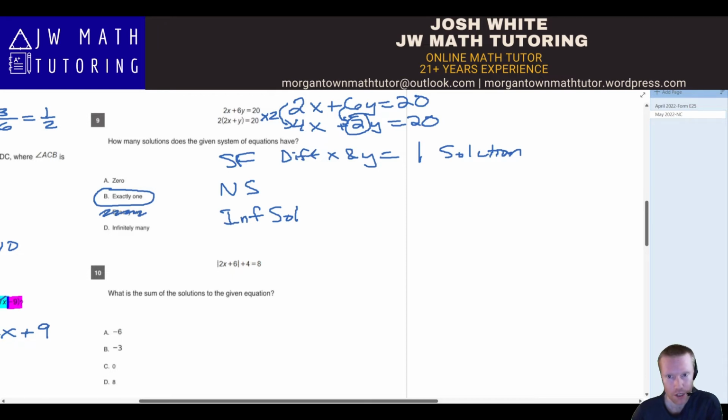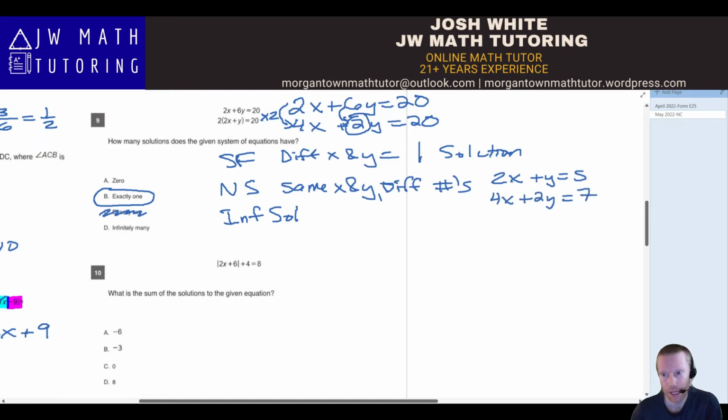So for no solution, the scale factors for x and y are the same, but it's different for the numbers. What I mean by that is 2x plus y equals 5, and 4x plus 2y equals 7. x and y both have the same scale factor here of positive 2, but the number terms on the right do not have the same scale factor. It's like 1.4. So that would be a no solution case.